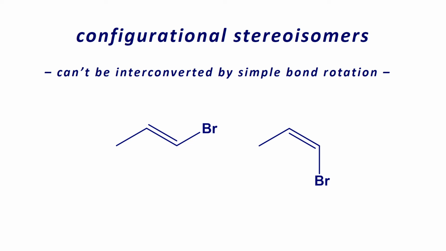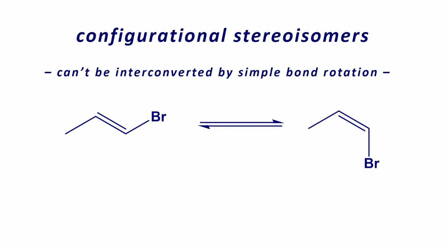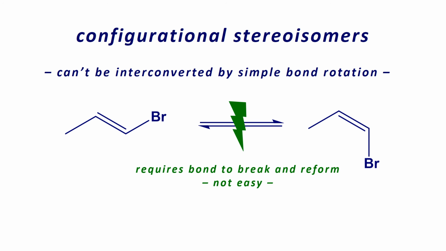In contrast, the two alkene isomers we looked at a few minutes ago can't be interconverted by simple bond rotation. That carbon-carbon double bond locks these bromines into position relative to each other, and these are configurational stereoisomers. Interconversion between configurational stereoisomers does not occur readily at room temperature. It's because the interconversion requires the bond to break and reform.